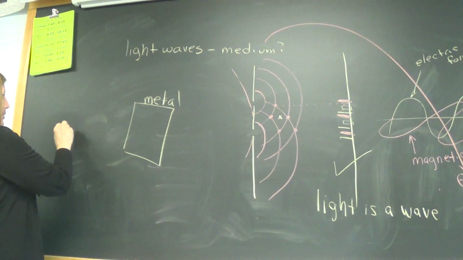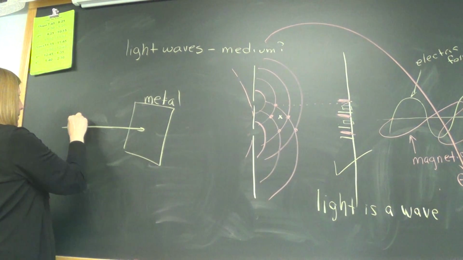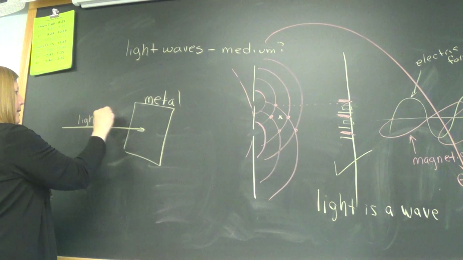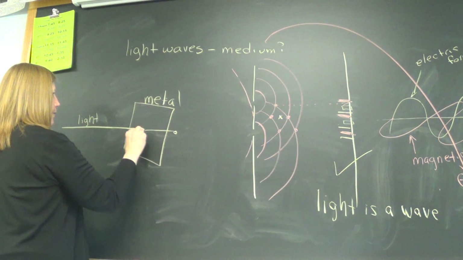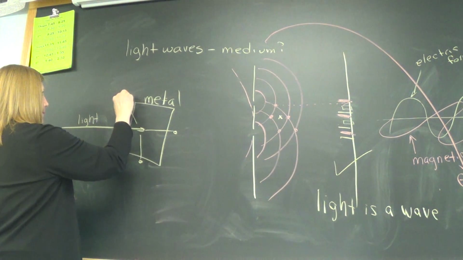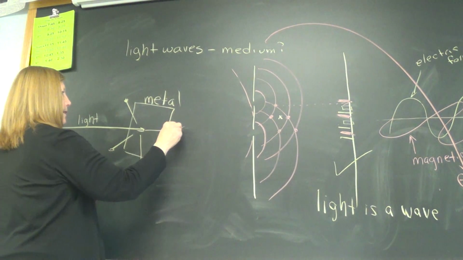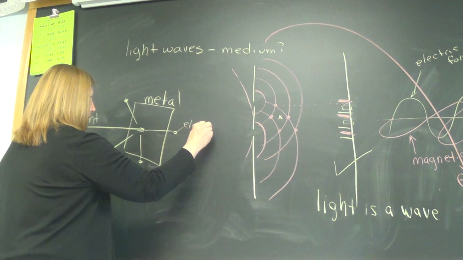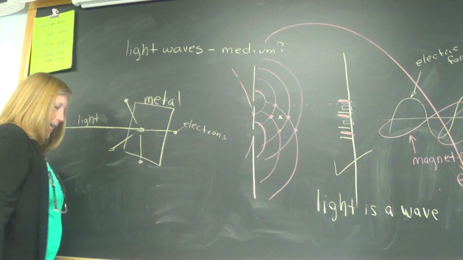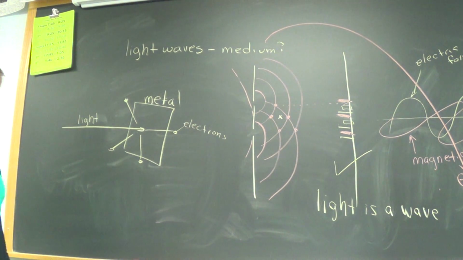Take a piece of metal and shine a light at it, and electrons fly off, and that's normal for metals. Light will release electrons. So these little dots are electrons. And that has a name, which we won't worry about.